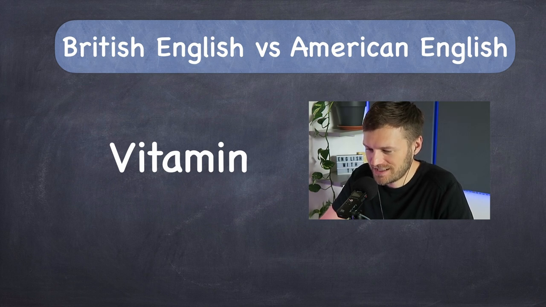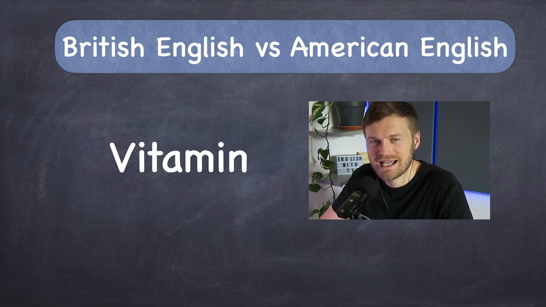And in British English, it would be pronounced vitamin. Vitamin with an E sound for the I there at the beginning. Vitamin. And a very strong T sound. Vitamin. In American English, the I at the beginning would be pronounced like an I. So vitamin. And the T would be pronounced very soft, in my opinion. A very soft T. Vitamin. Almost like a D. Vitamin.